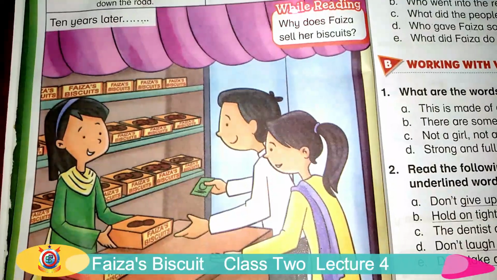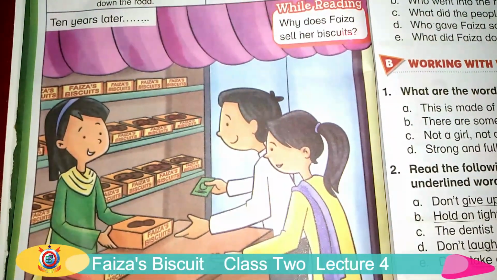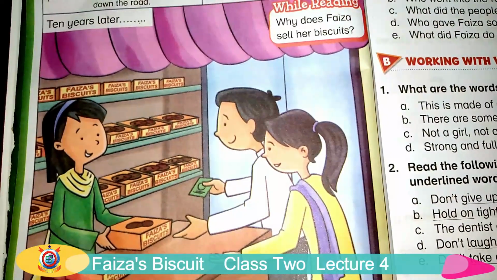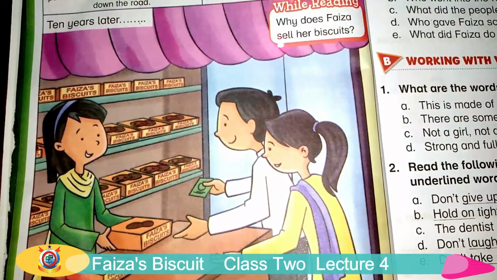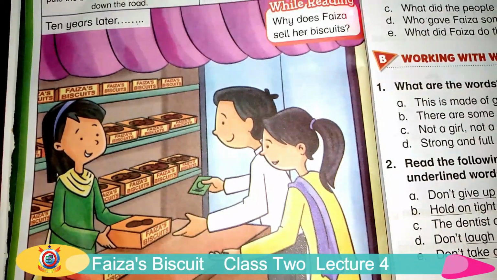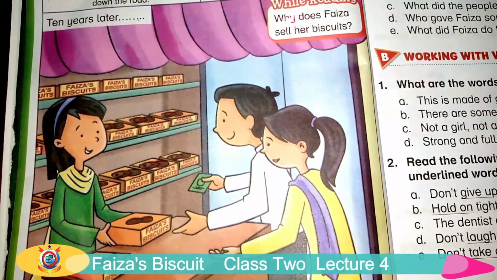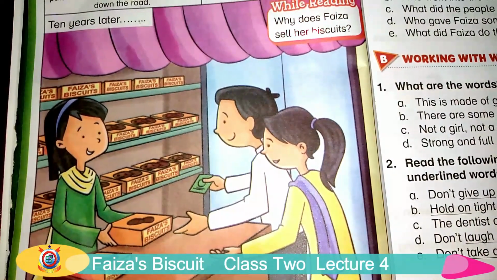Now look at this box. While reading, why does Faiza sell her biscuits? Now who will answer me the question? Why does Faiza sell her biscuits? Good. Faiza sells her biscuits to get money.